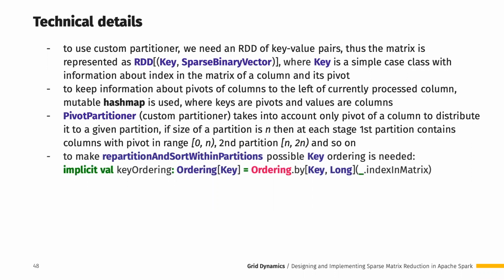And to make repartitionAndSortWithinPartitions work, we need an ordering of keys. And we can just have an implicit value, keyOrdering, that orders by the index of a column in the matrix.